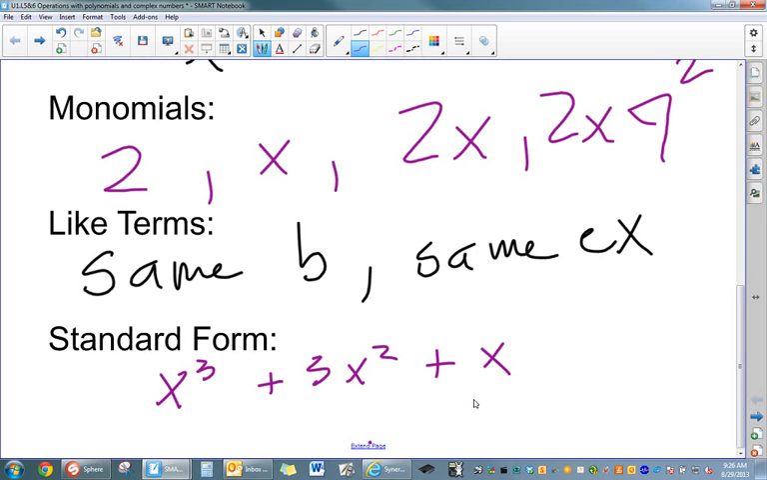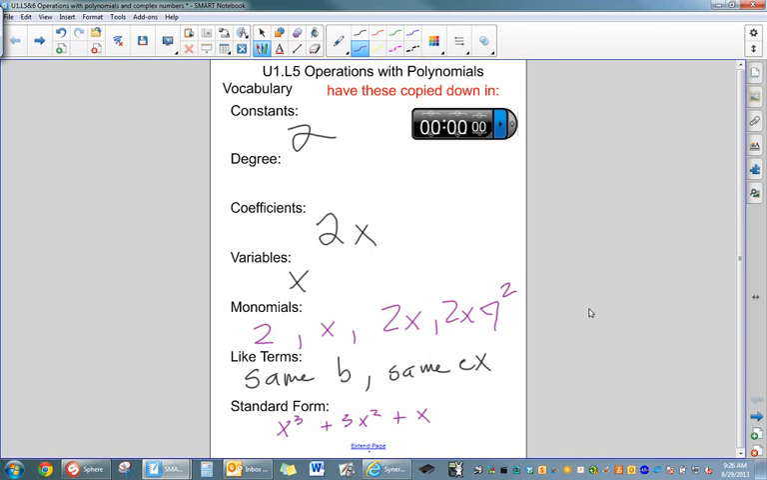Anyone need clarification on any of the vocab? Degree would be the highest exponent. So for instance, looking at the one I wrote down here, what degree is this? It's a third degree polynomial, a third degree function when we get to functions.